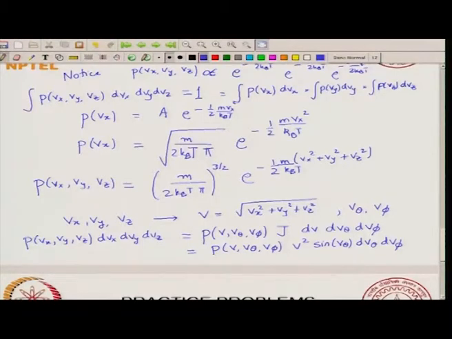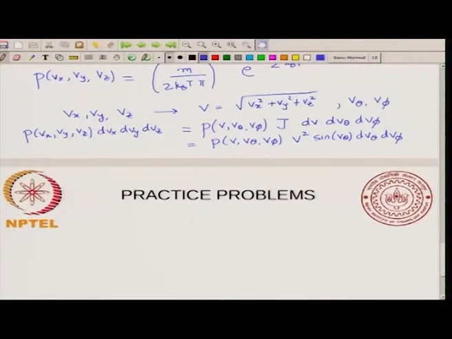And what we notice is that this distribution, this P, depends only on the sum of squares. So, it depends only on V, it is independent of V theta and V phi. Okay. So, this independence allows us to write the following expressions. So, you can write this as P of V times V square and this sin theta, d theta, d phi, and then you have a dV. Okay. So, this whole factor I can just replace by 4 pi, and then I have a dV.